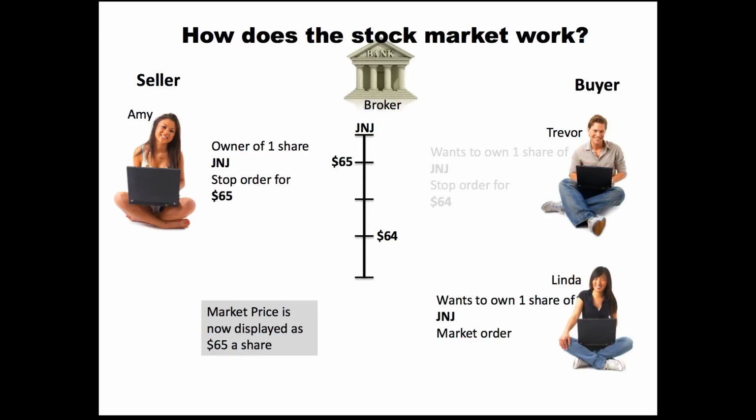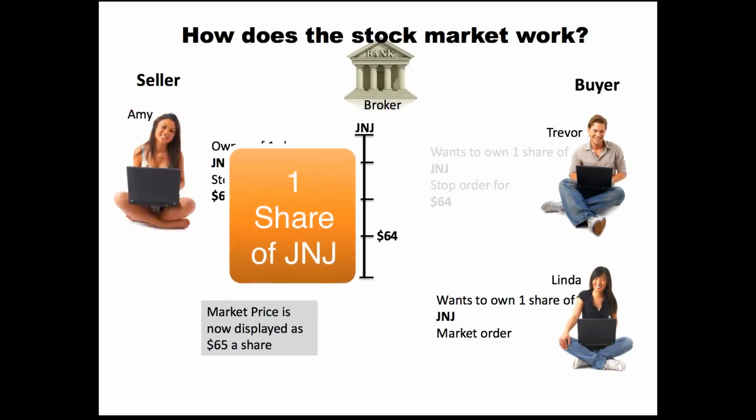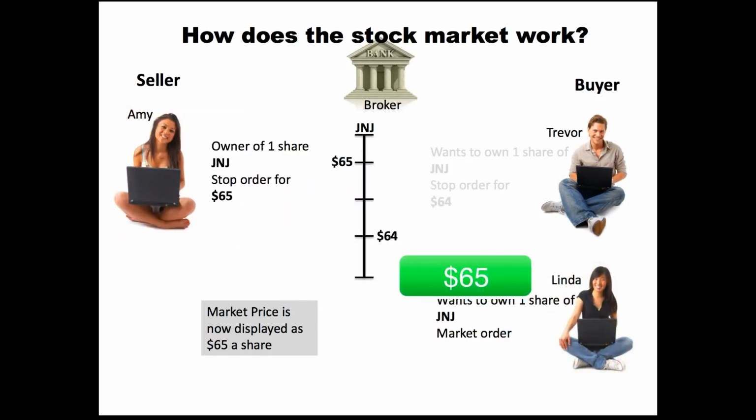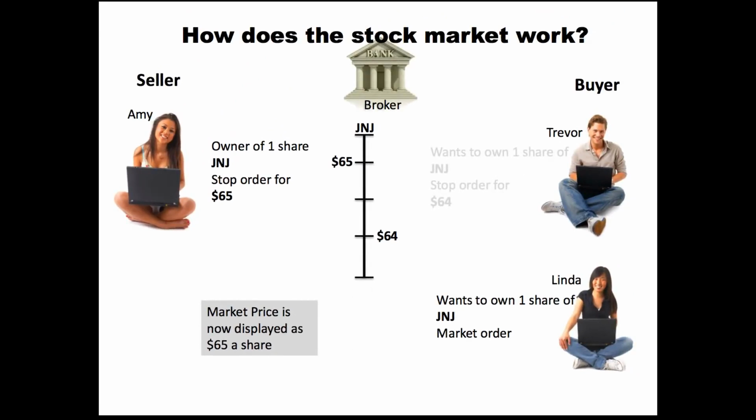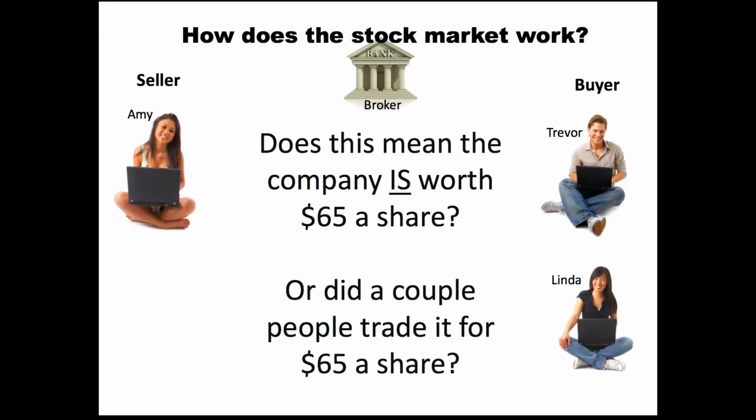So Linda's like, I don't care what price I can buy this at. Whatever seller is willing to sell it to me for, that's what I'll buy it for. And so Linda then executes the share at $65, and now the market price moves to $65. And both of these sellers have now executed their shares. Kurt sold his to Trevor, and now Amy sold hers to Linda. During that cycle right there where we saw two shares traded, we saw the market price go from $64 to $65.